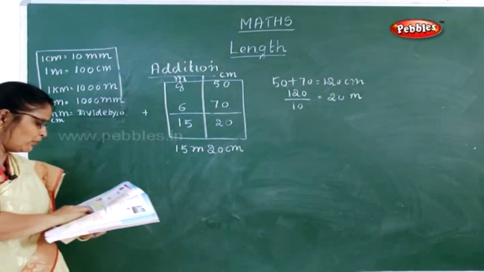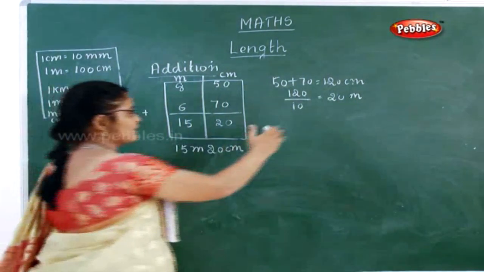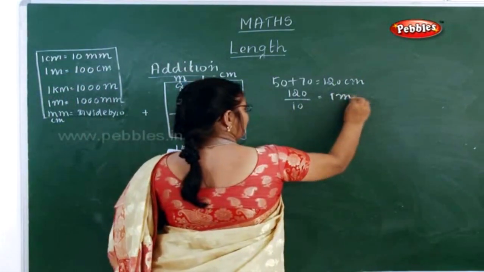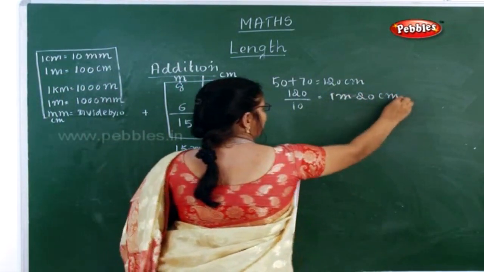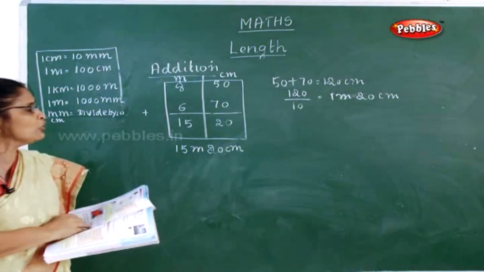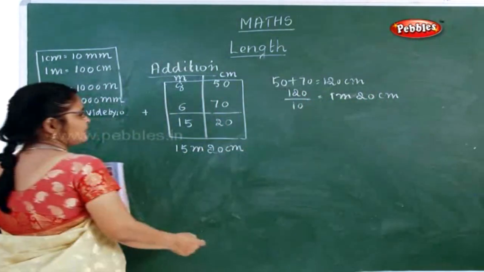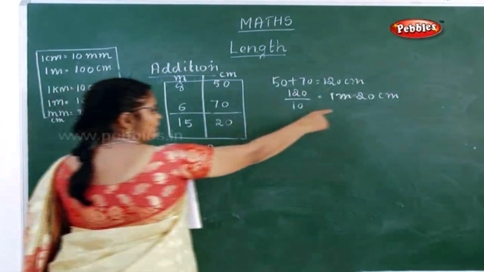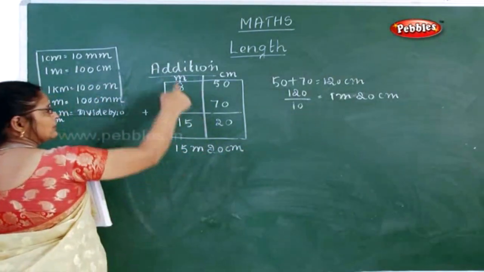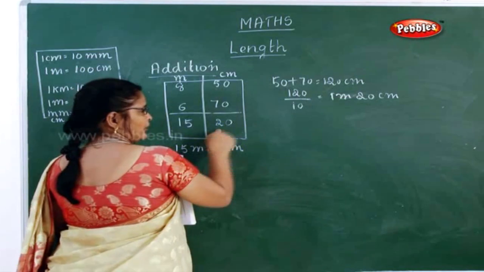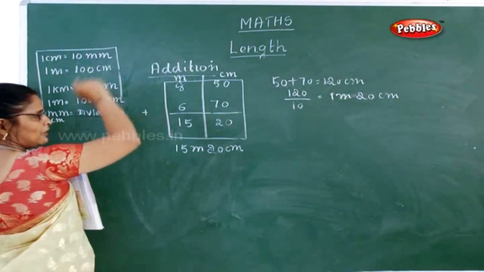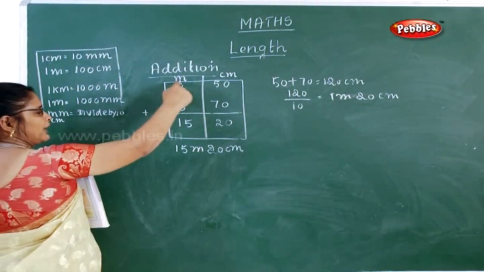Right. Now, 20 meter you will write. That is 1 meter. I am sorry, it is 1 meter and 20 centimeter. This is how you will write 1 meter and 20 centimeter. So when you just do it 1 meter and 20 centimeter, this 20 you have to write it here, and this 1 meter will be added here.